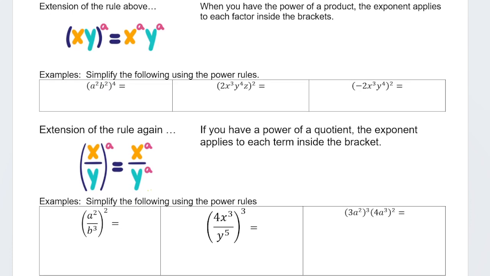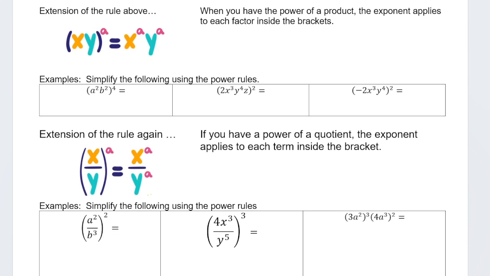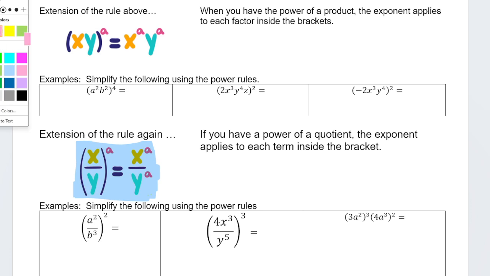Now, we touched on this a little bit when we looked at fractions. So sneaking a peek down the page a bit, we did this yesterday. And that's kind of a consequence of this first one we're looking at today up here.